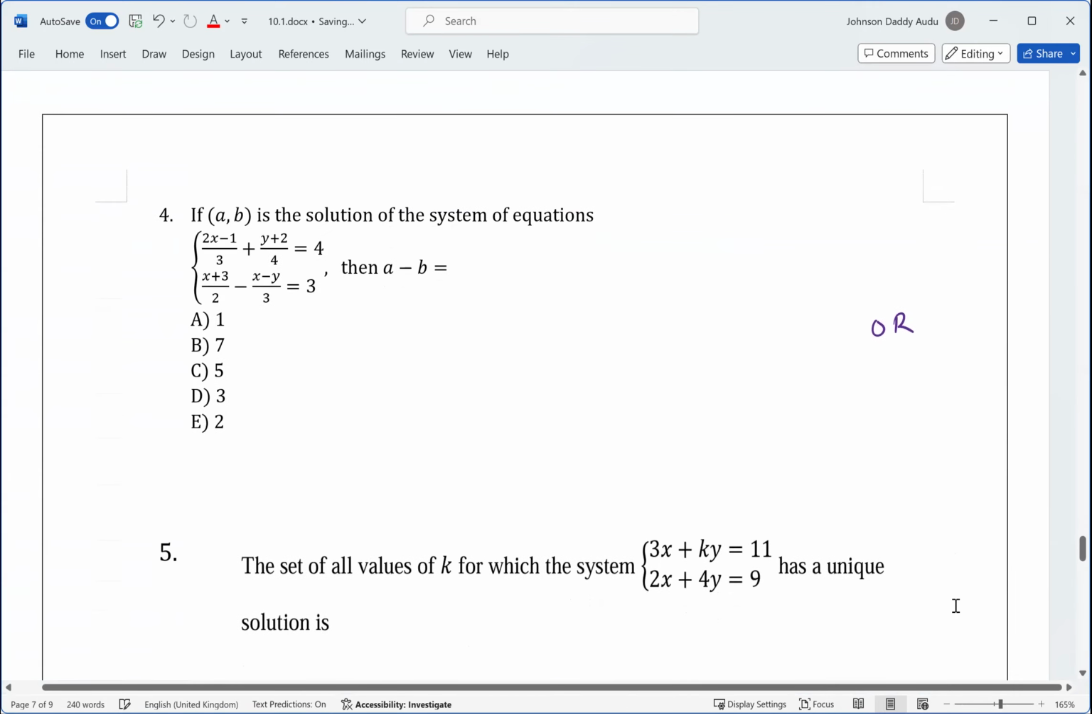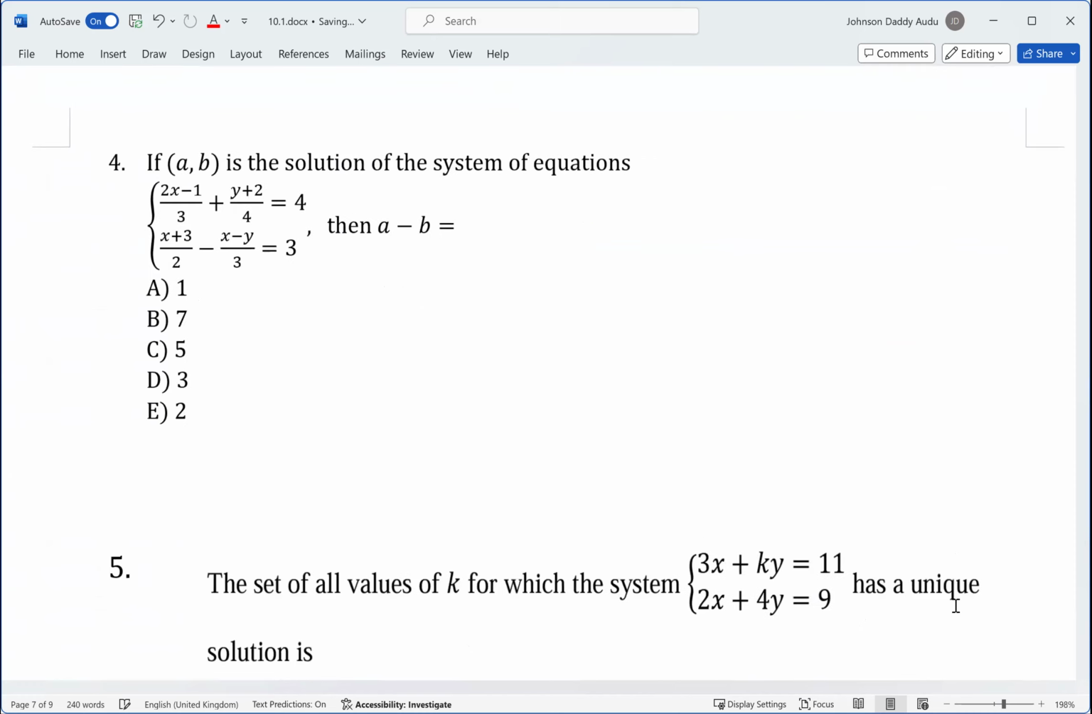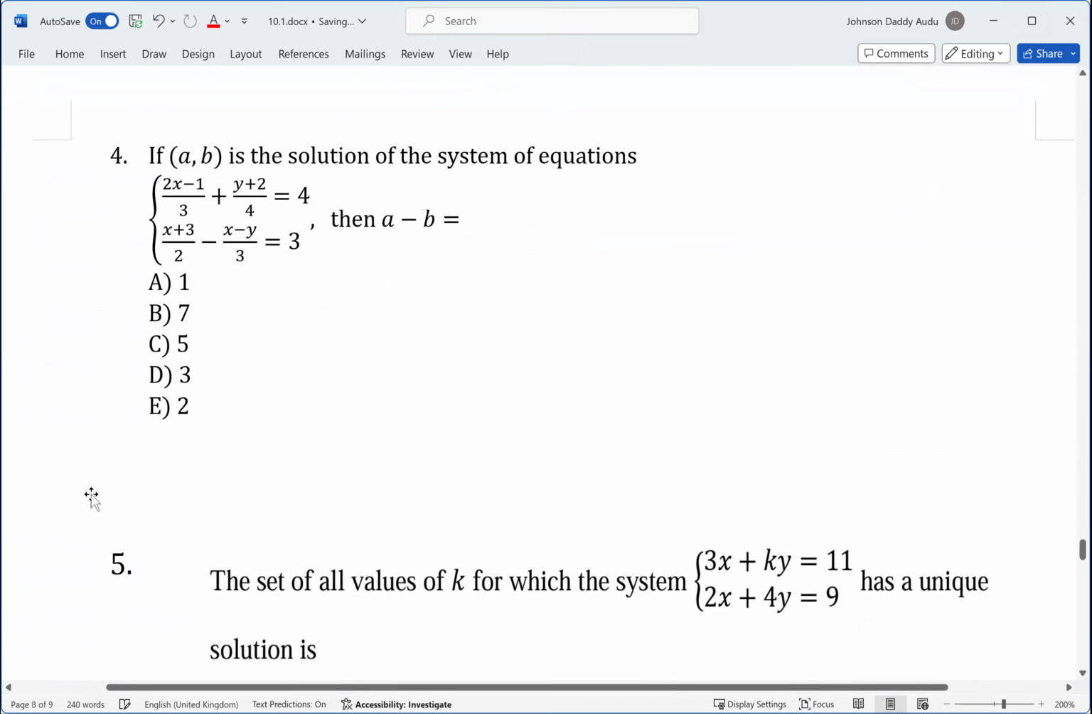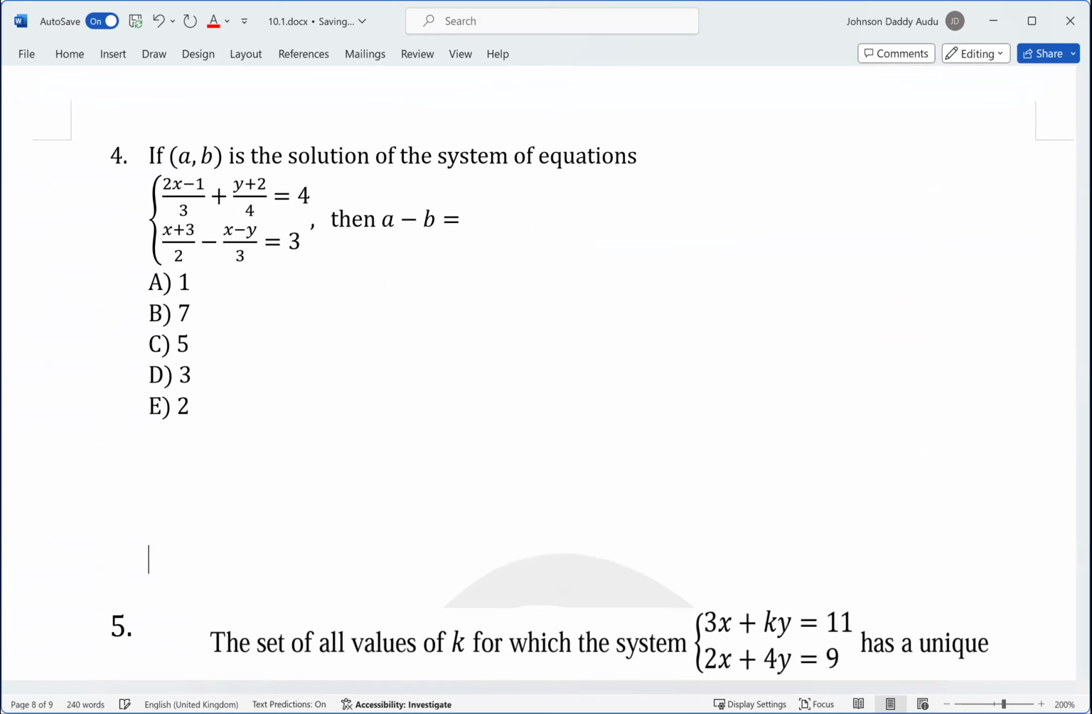All right, so let's look at number 4. What is number 4? Number 4 is saying if (a, b) is the solution, then we need to find what is a minus b. Here we just have to solve, but we need to clear the fractions to make life easy. So we can multiply by the LCD. We can multiply this by 12, and we can multiply this by 6.